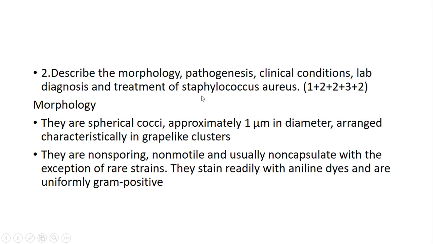Describe the morphology, pathogenesis, clinical conditions, diagnosis and treatment of Staphylococcus aureus. These are spherical cocci, approximately 1 micrometer in diameter, arranged characteristically in grape-like clusters. They are non-sporing, non-motile and usually non-capsulate with the exception of rare strains. They stain readily with aniline dyes and are uniformly gram-positive.